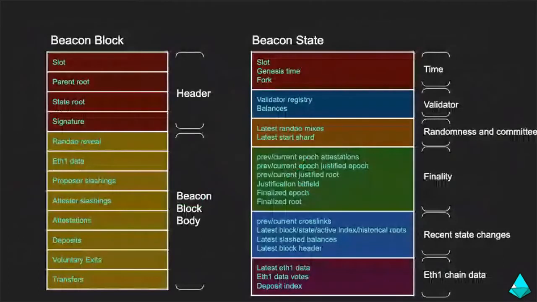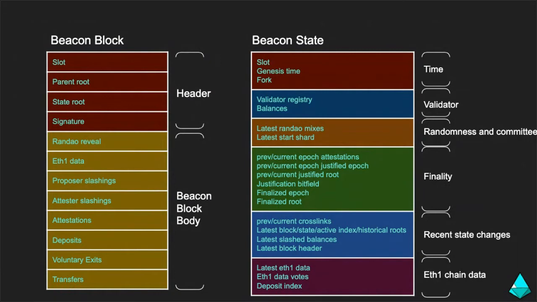Just like every other blockchain out there, the Beacon Chain is a chain. It's not a chain unless there's a block, right? And when there's a block, there's also state. So here are the two high-level structures.